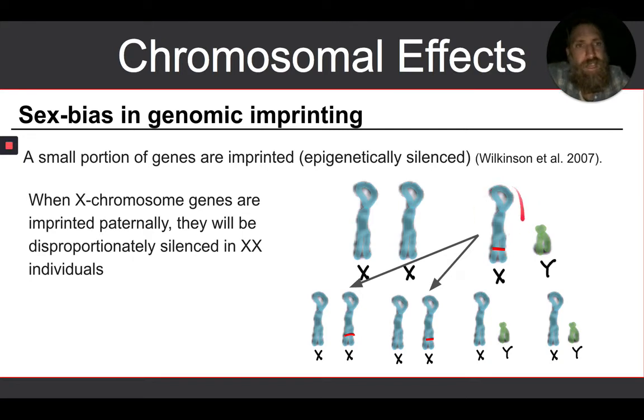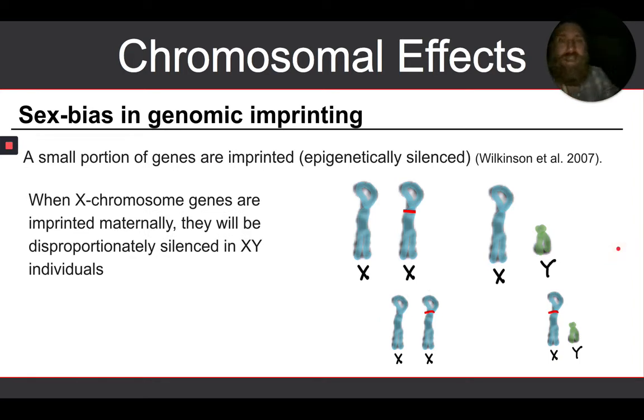And so you can see here, every single XX progeny is going to have that silenced gene. 0% of the XY progeny will have that silenced gene. So already we have a sex bias in this gene silencing. It's also biased in the other direction.